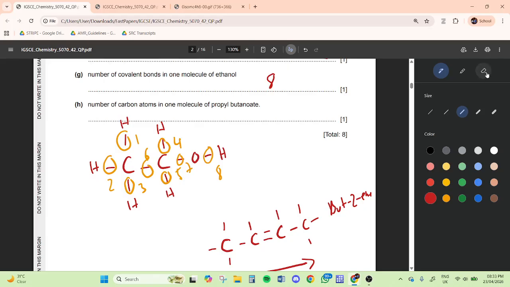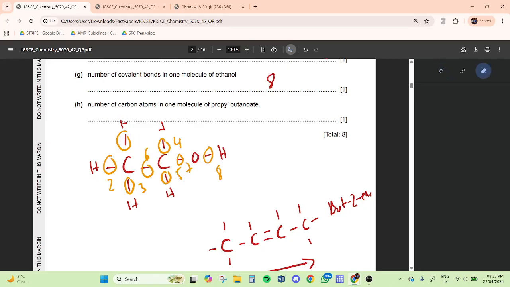So again, it helps to draw out these structures, and whenever you do, you'll find that the answer comes to you much more easily. All right, the last question. The number of carbon atoms in one molecule of propyl butanoate.